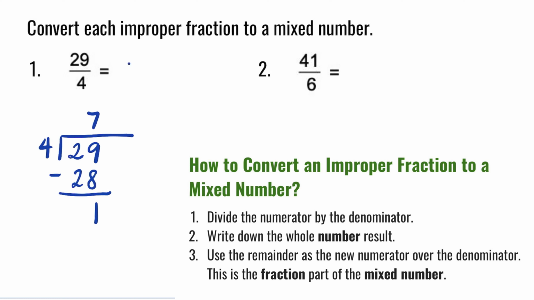So 7 is the whole number. The remainder 1 is the numerator. And the divisor is 4. So the equivalent of 29 over 4 in mixed number is 7 and 1/4.